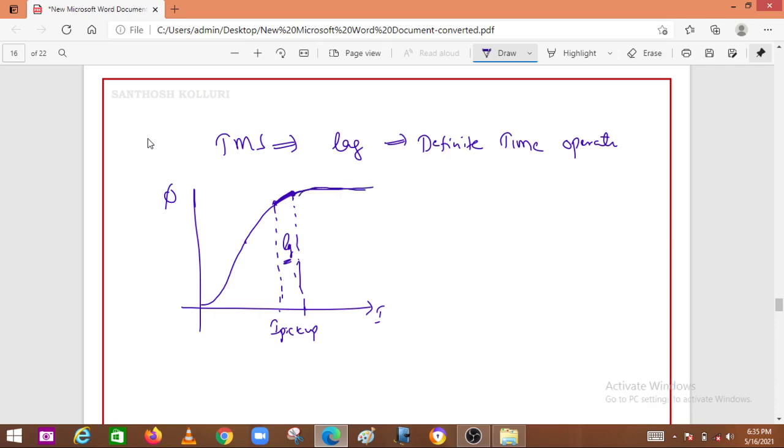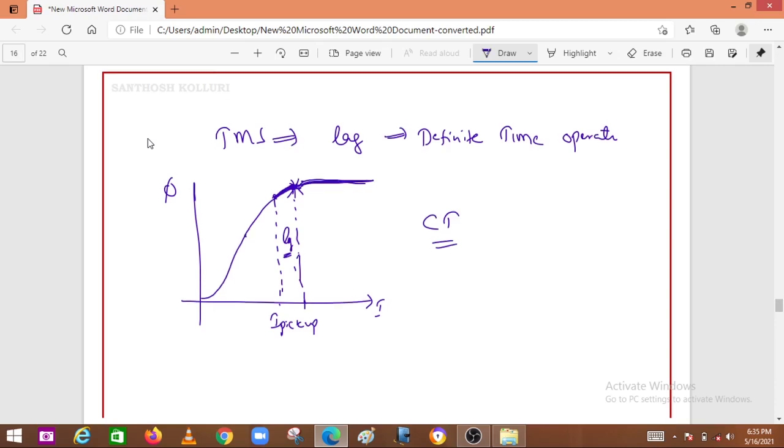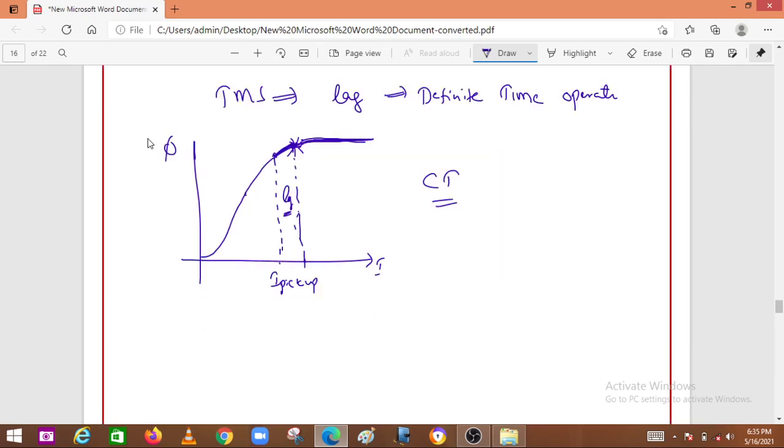Like that you have to choose the CT. Otherwise, there is no need of having this curve after this operation, because my operating point is up to here only. Then after that you can choose the CT so that it has to be saturated. Okay, so this is the CT of the definite time overcurrent relay.